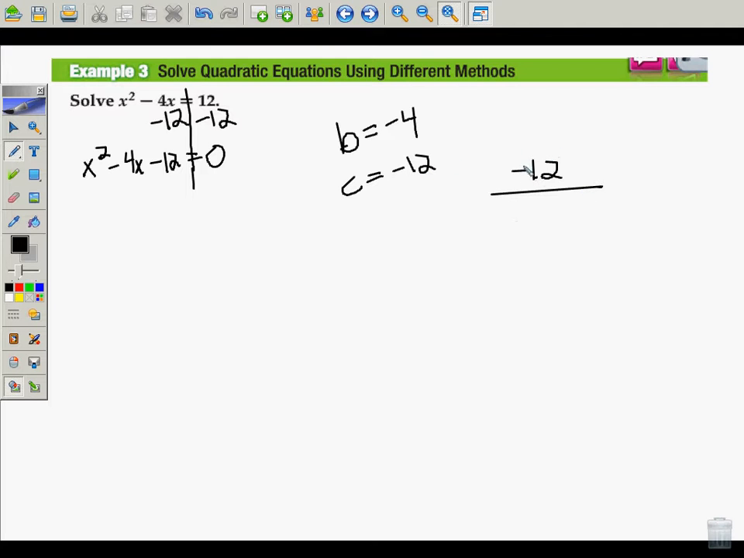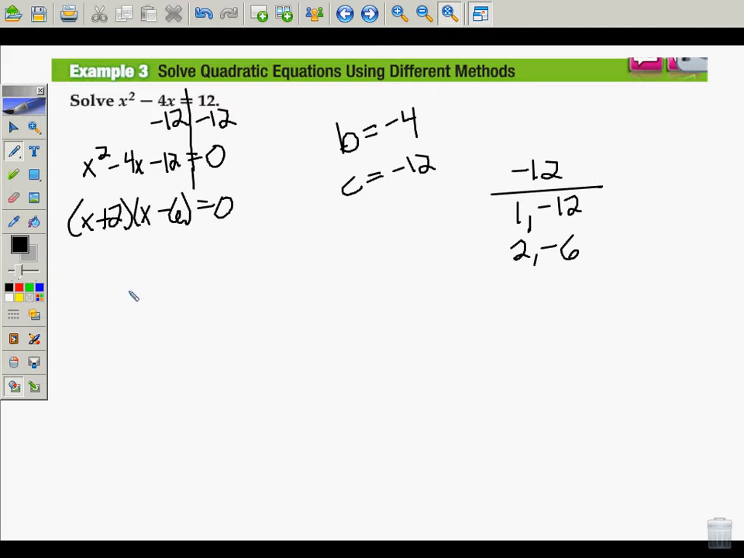I want to end up with a negative, so the negative has to be bigger. 1 and negative 12, that won't work. 2 and negative 6, oh, there it is. 2 plus negative 6 is negative 4. So now I can factor this as x plus 2, x minus 6 equals 0.